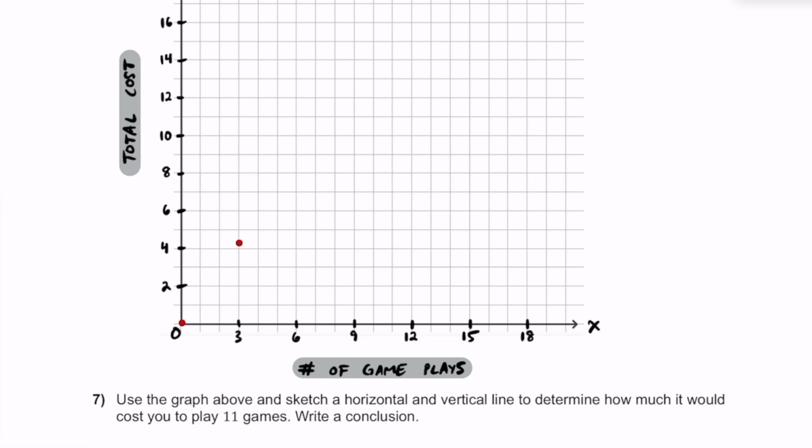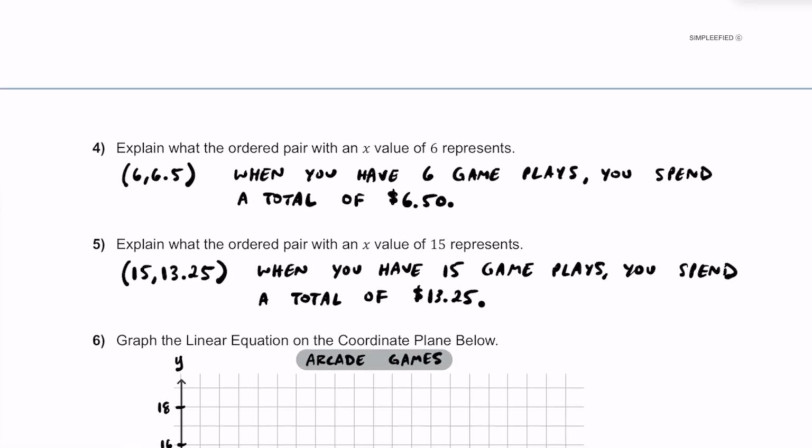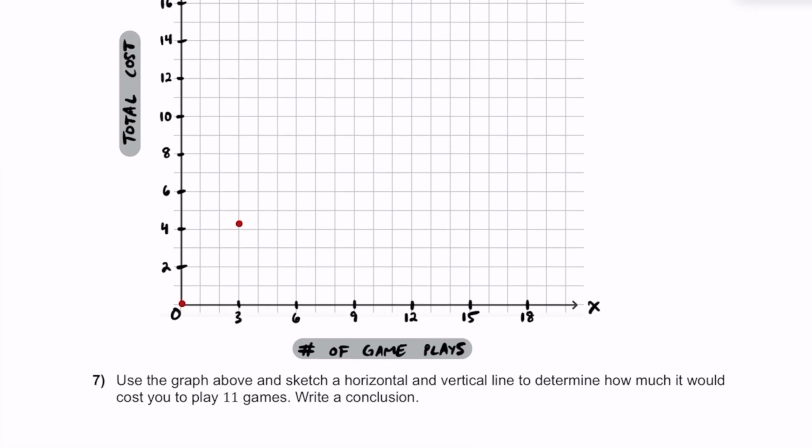Okay. What's the next ordered pair? I think it's going to be 6 comma 6.5. So let's go ahead and move this dot here. Let's go over to 6 gameplays. If you play 6 gameplays, it'll be a total of $6.25. Or no, we said $6.50. So here's $6. Here's $7. $6.50 would be right in between those two. Actually, I think I could go a little lower, maybe something like here in the middle, right?